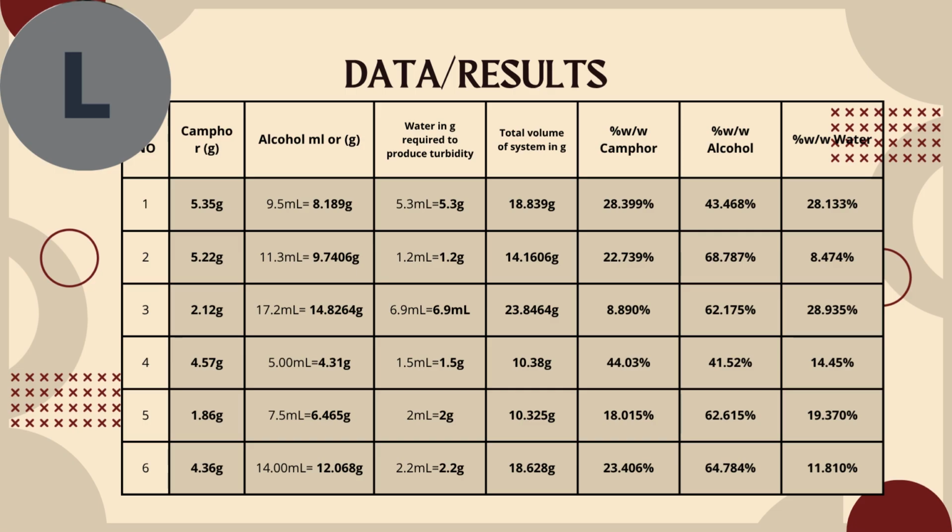For the gram unit in alcohol and in water, we use the density of ethanol and water. I will show you the calculation later on how we got the volume of alcohol and water in grams. For the total volume of system in grams, you just have to add the camphor, alcohol, and water in grams. I will also show you the calculations later on the next slide.